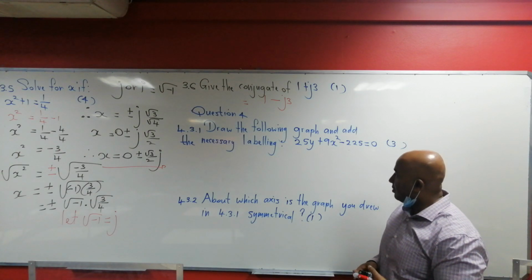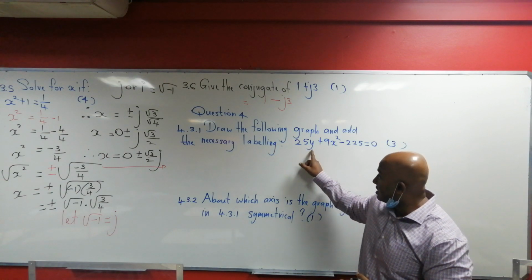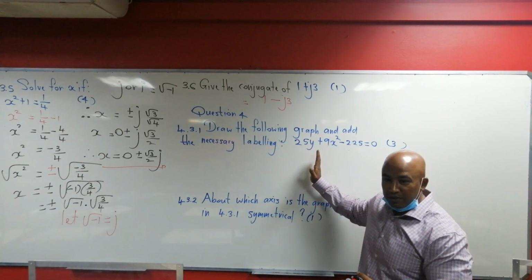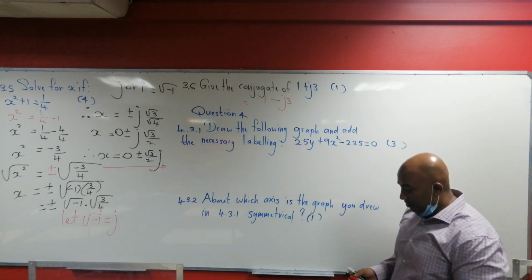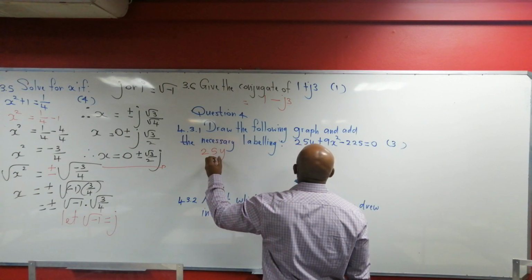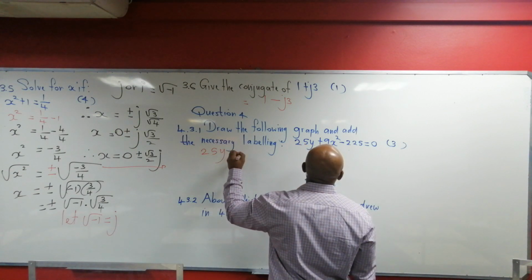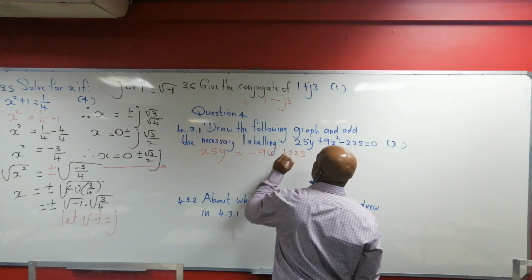So what do I mean? We normally have y on the left hand side. So let's try, this is not y squared, it's just y. Okay, so let's make y the subject of the formula. So I've got 25y is equal to minus 9x squared plus 225.